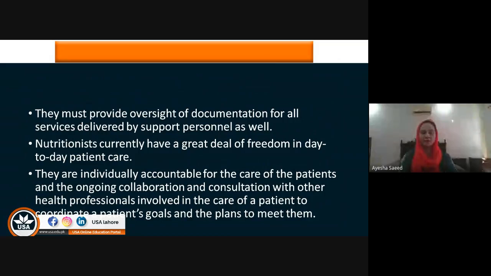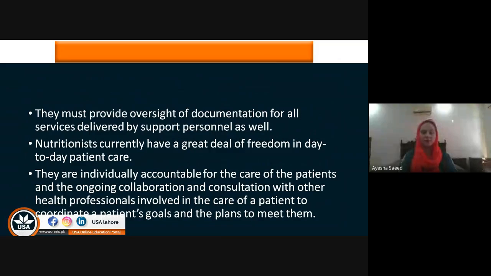So they are not answerable, but they are working in collaboration and in consultation with the other health professionals in the team. Maybe if there is a patient who has been admitted due to myocardial infarction, and he is being monitored for his vitals in an ICU, and he is being provided enteral or parenteral nutrition.